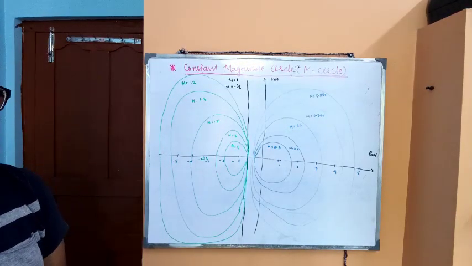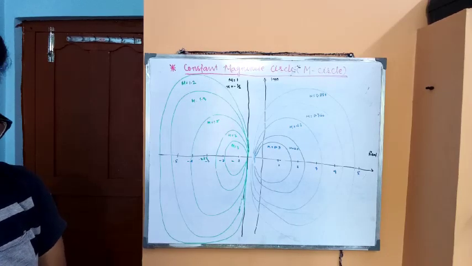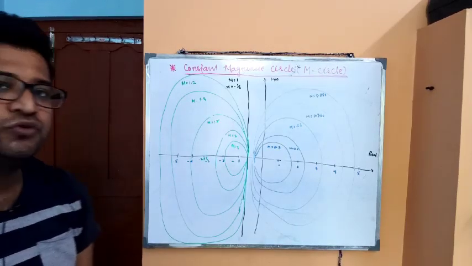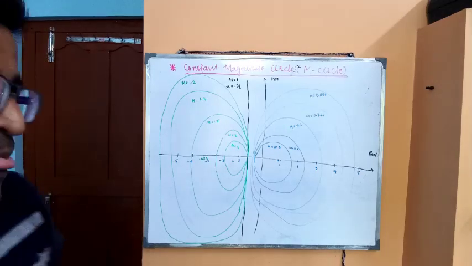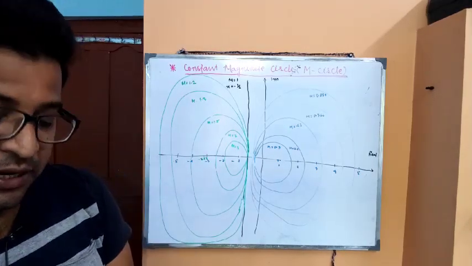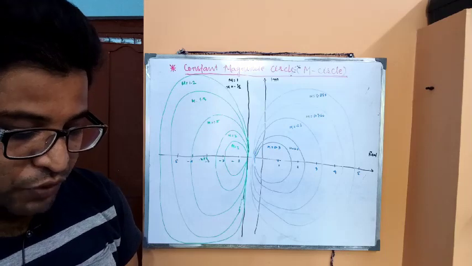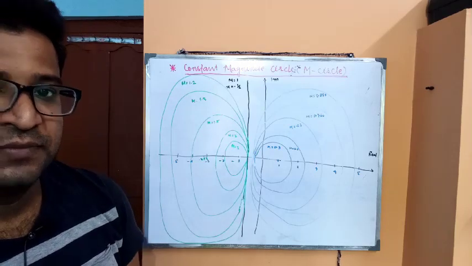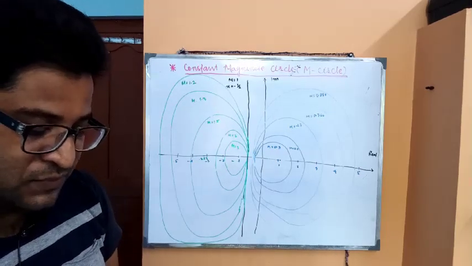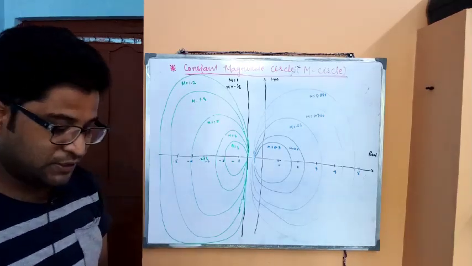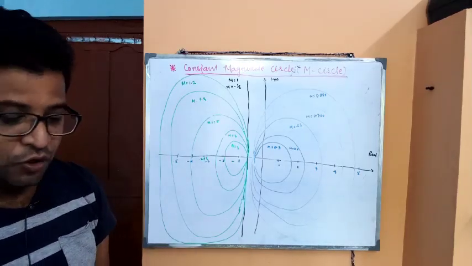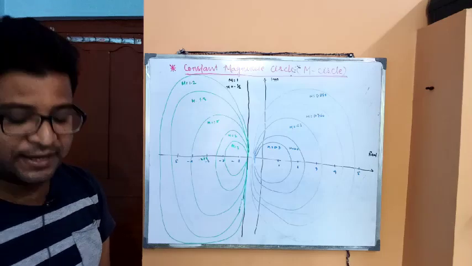So this is the constant M circle, which is used to determine the magnitude of the closed loop transfer function using the open loop transfer function, and it is only applicable to the unity feedback system. So this is the constant magnitude circle. Now we are going to focus on the constant N circle or phase angle loci.